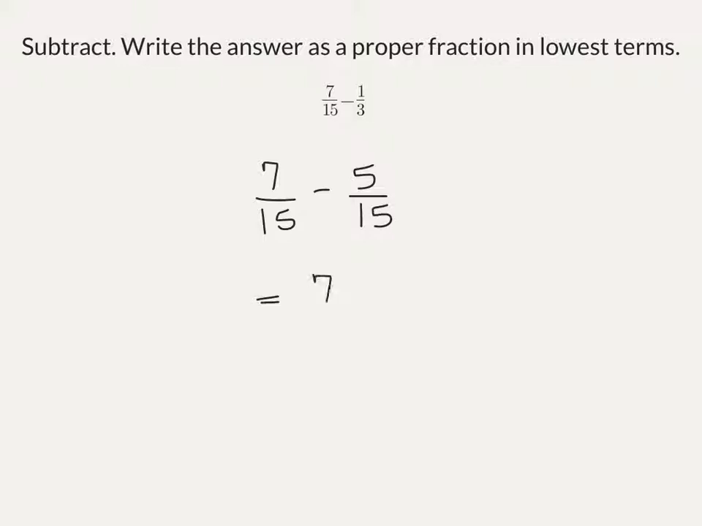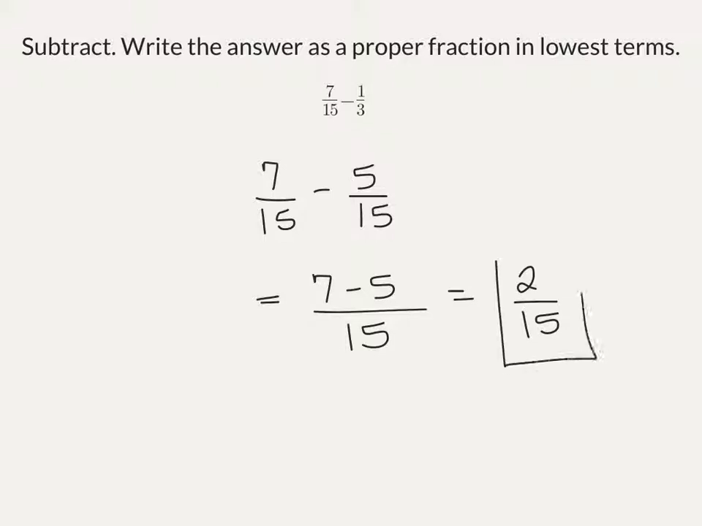Now I'll subtract the numerators and write it over the denominator of 15. So 7 minus 5 is 2. And then 15 stays the same. So my answer is 2 over 15. And this cannot be reduced any further since there isn't a factor that's both divisible by 2 and 15. So my final answer is just 2 over 15.